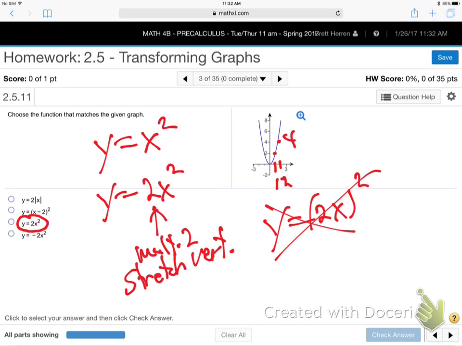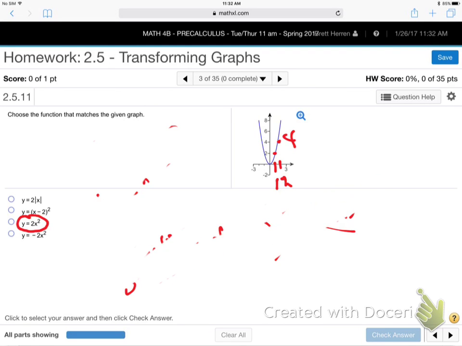So notice adding and subtracting move the graph. Multiplying and dividing stretch or compress the graph. Does that make sense? Let me just write these out for you now. That would probably be the most helpful thing.